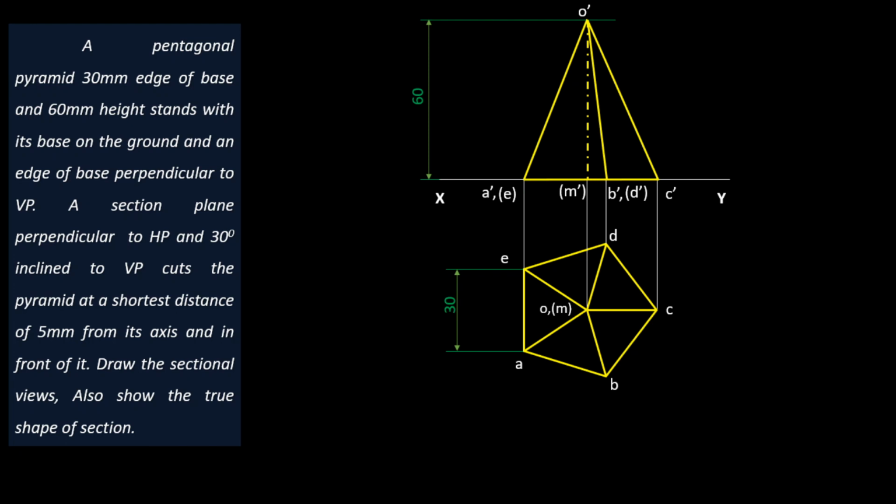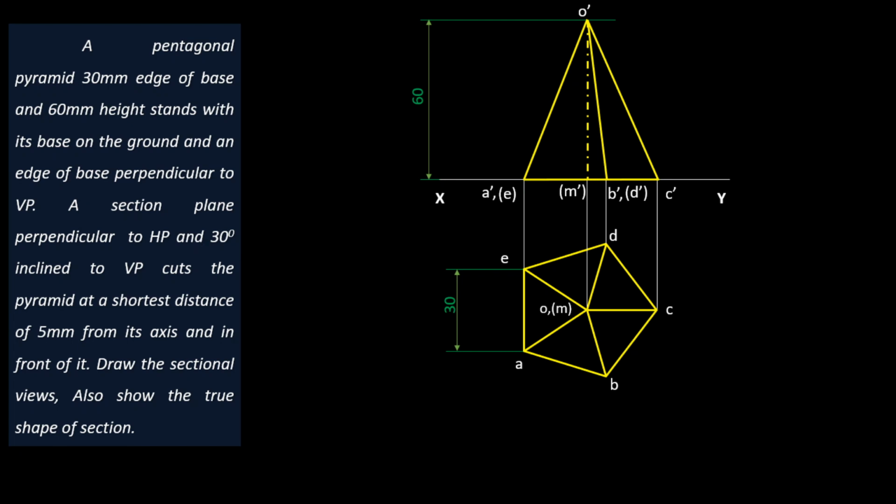Whenever the section plane meets the horizontal plane, the intersection will be a straight line. That straight line is actually the section line, which is the horizontal trace of that section plane. So we need to mention that the section line is the horizontal trace. Now the question: section plane perpendicular to HP and 30-degree inclined to VP.